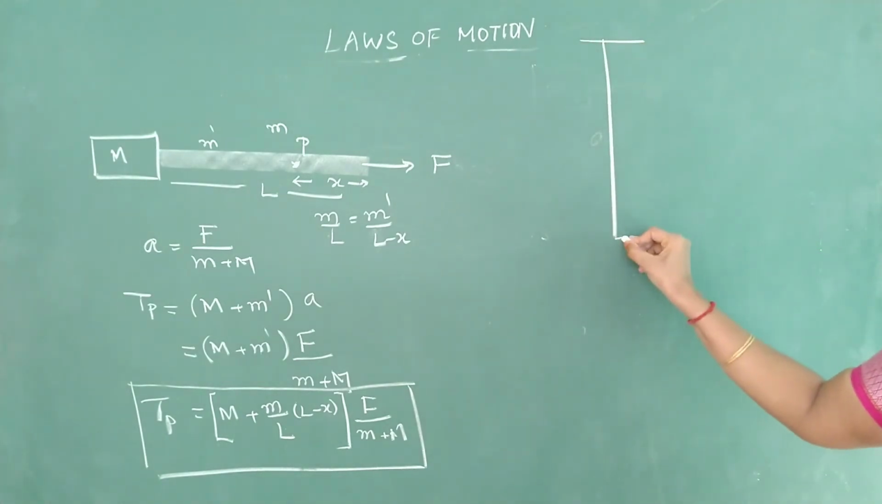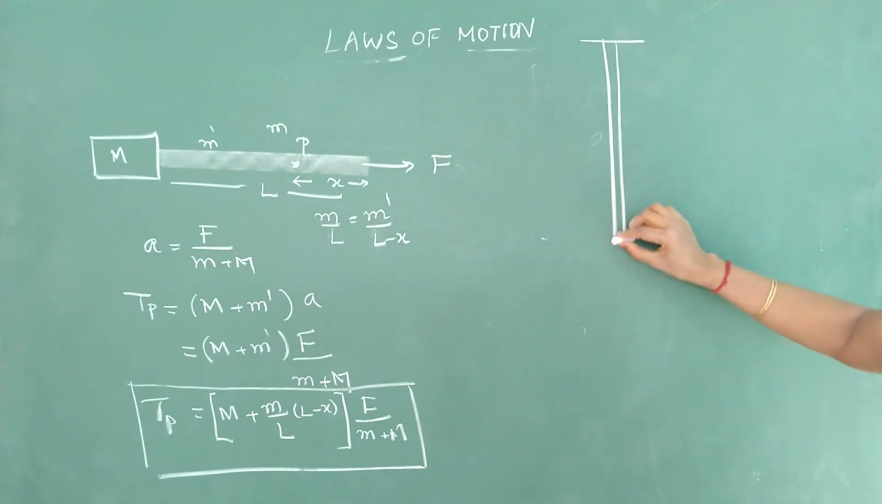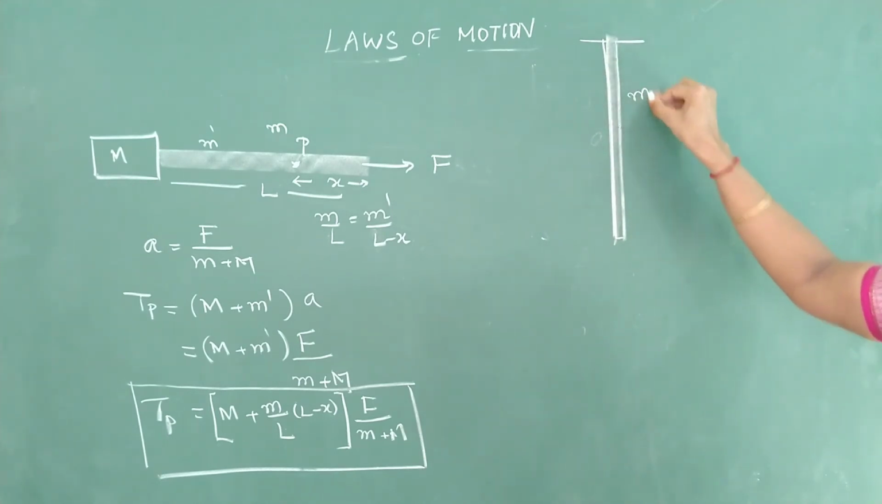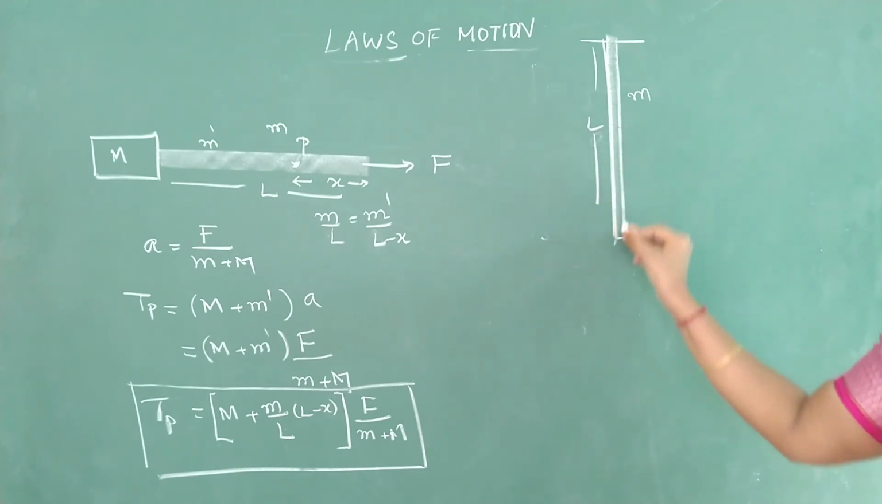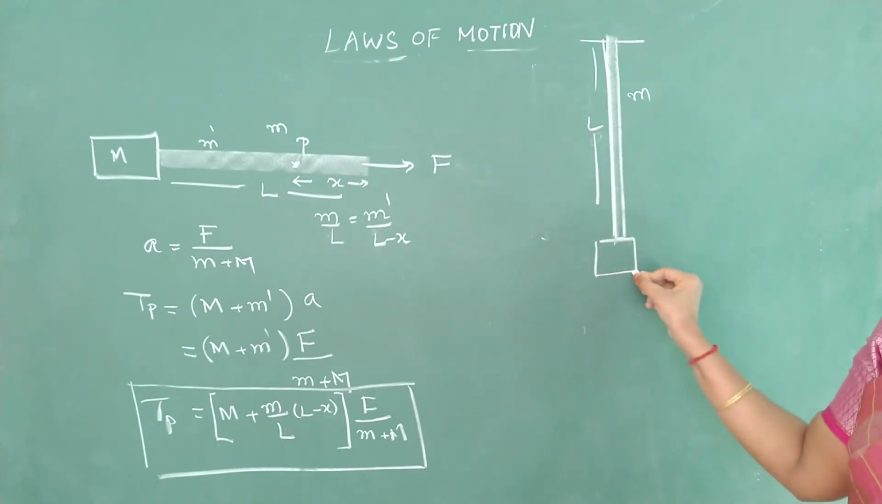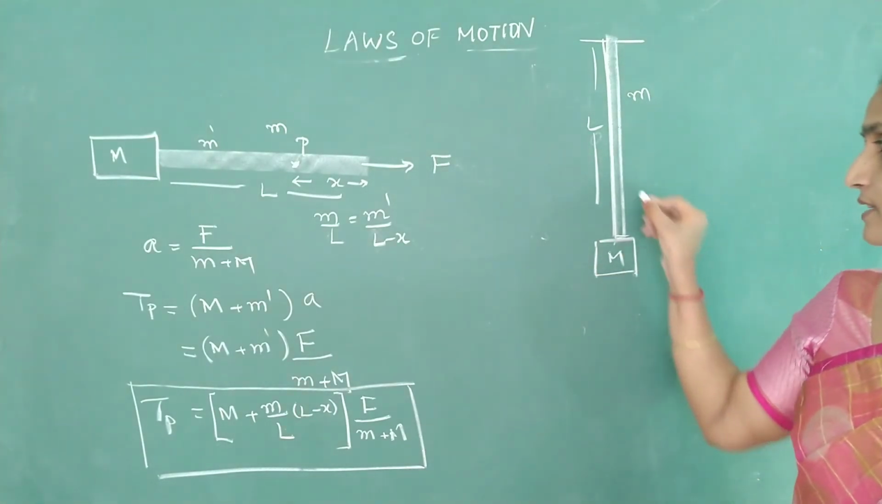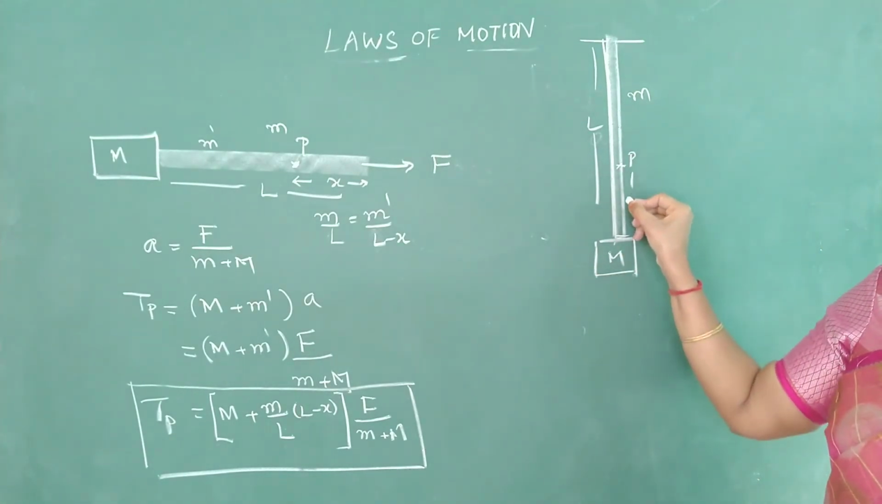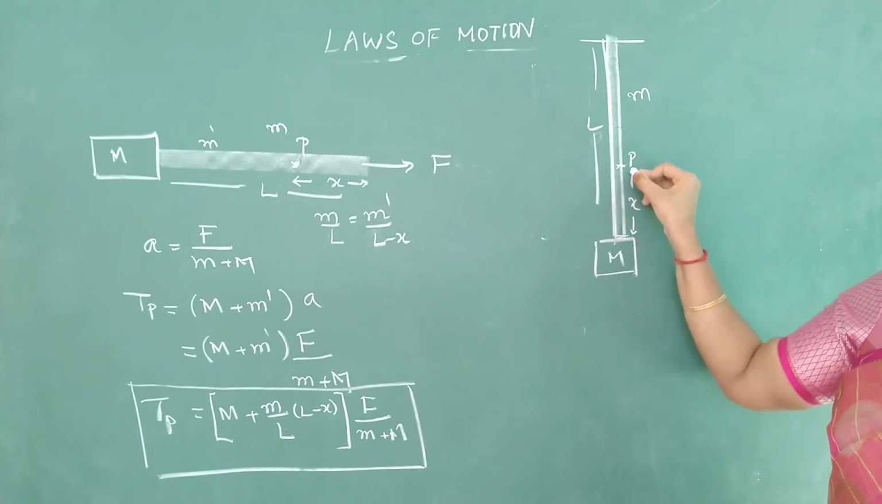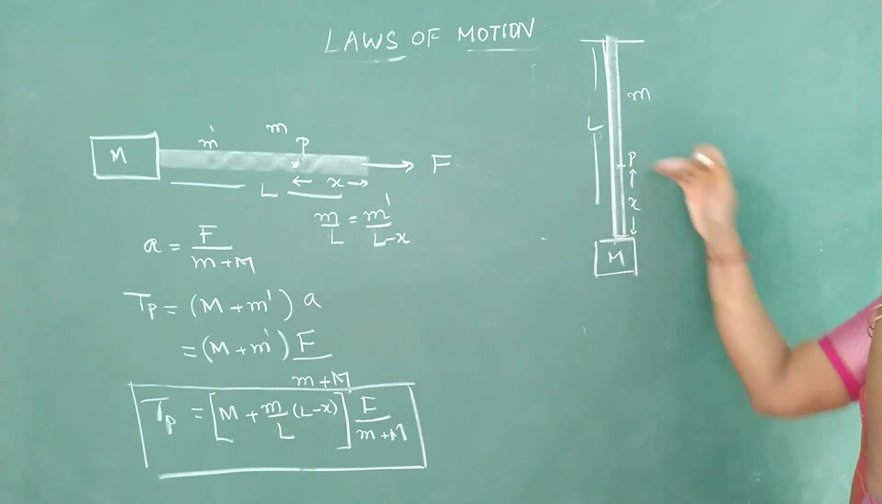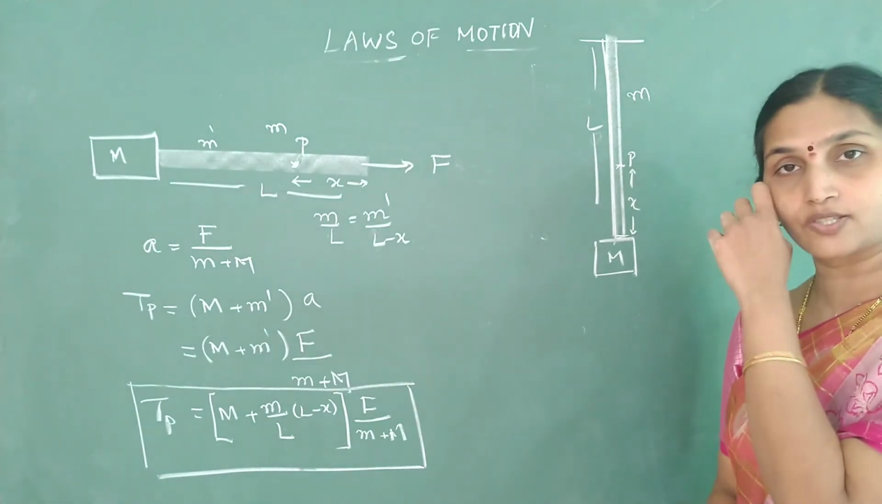Okay, so we'll give a heavy rope which is uniform, mass M, length L. Here I'll attach a block of mass capital M. Now also the question is same. Find the tension at this point P, which is at a distance x from the free end. So from the free end you have to calculate the tension in the string.